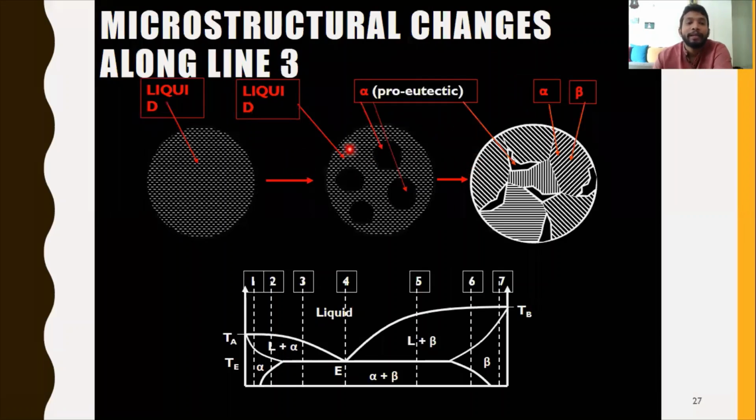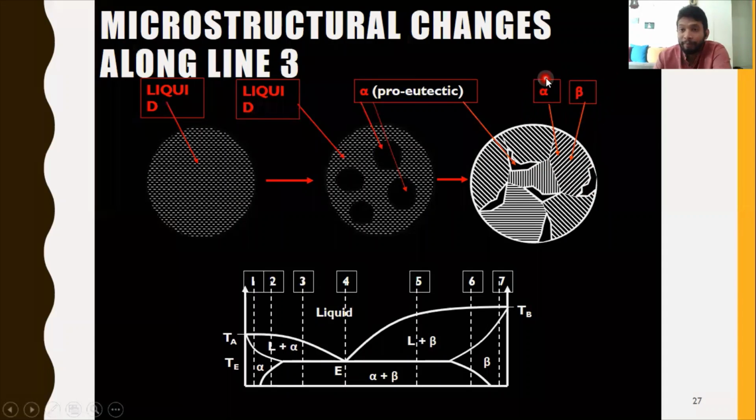Right. In the next line, line number 3, we did it earlier as well, in complete insolubility. Liquid is there, then alpha appears. Inside the liquid, alpha appears, and we know that inside this liquid, alpha and beta are still there. They will make a lamellar structure, and the pro-eutectic alpha will be squeezed into the corners of the structure.